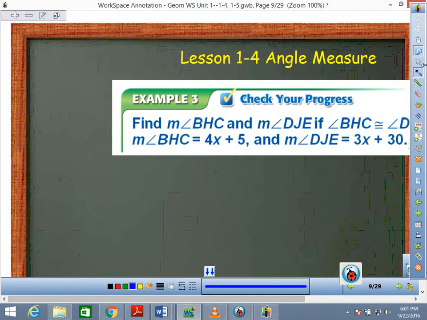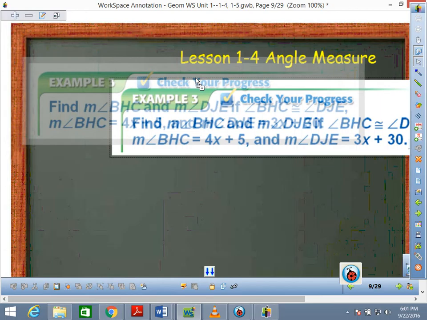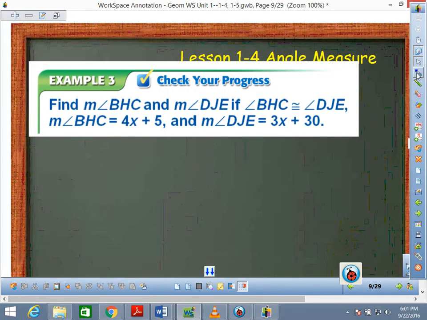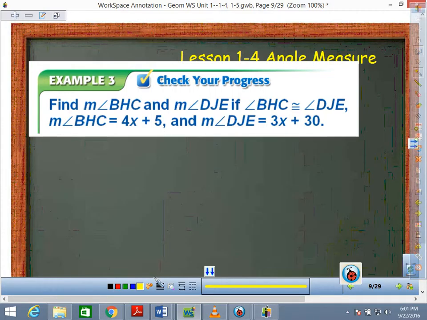So let's do an example. I would like the sub to go ahead and pause the video here, and let's let the kids work it out. And then when they get an answer, go ahead and start the video back up, and we'll see if they're right.